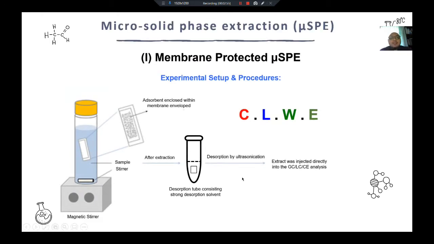Okay, so here again, in the example, we have the adsorbent enclosed within the membrane that we fold into an envelope. After you extract, you can dissolve your analyte of interest into another solvent. You put it here to adsorb, then you transfer it into another container and put in the desorption solvent, and then you can incorporate ultrasonication to increase the efficiency of extraction.